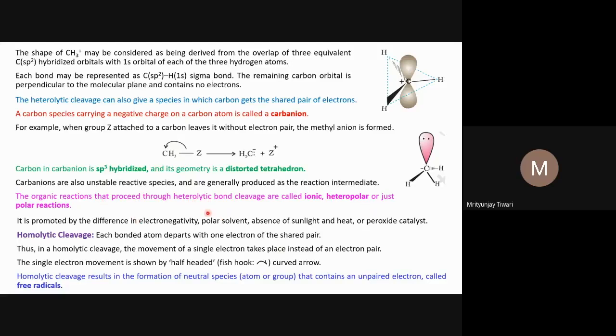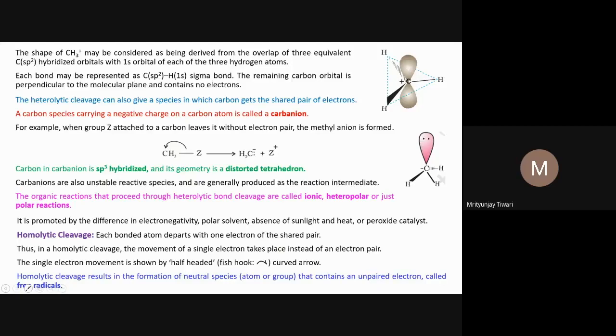This heterolytic cleavage is promoted by the difference in electronegativity. If there is a difference in electronegativity between the bonded atoms, there is a high chance that it will undergo heterolytic cleavage. If the difference in electronegativity is large, then there is a higher chance of the reagent undergoing heterolytic cleavage. So the difference in electronegativity enhances the possibility of heterolytic cleavage.